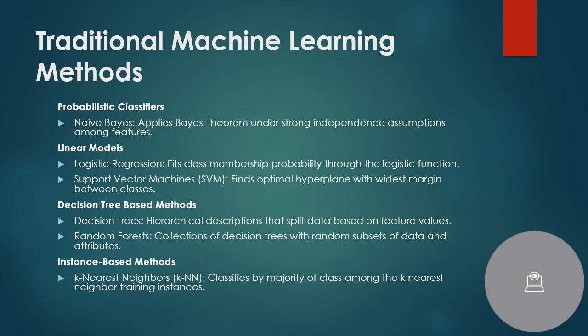Next, instance-based methods. We have k-nearest neighbors. It's one of the most common examples used in industry, which classifies instances based on the majority class of the k-nearest neighbors in the training data.